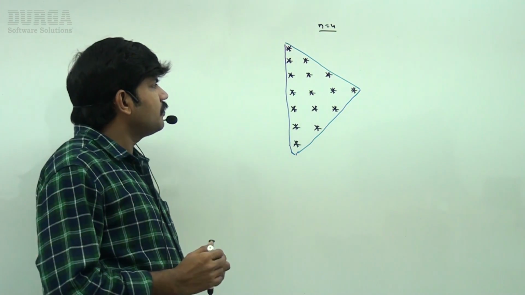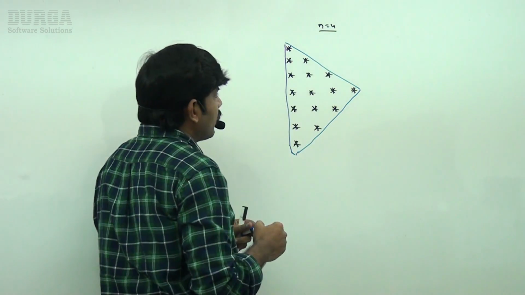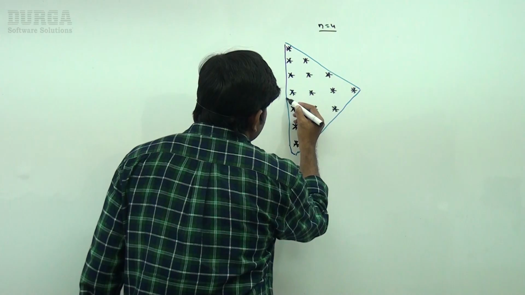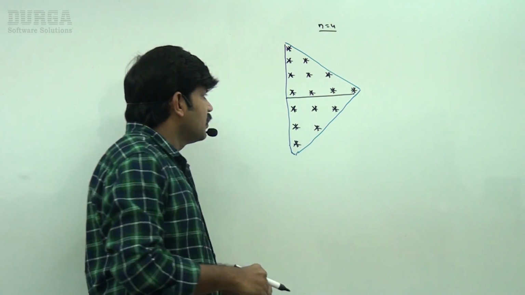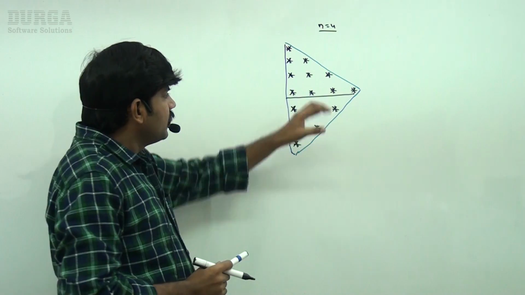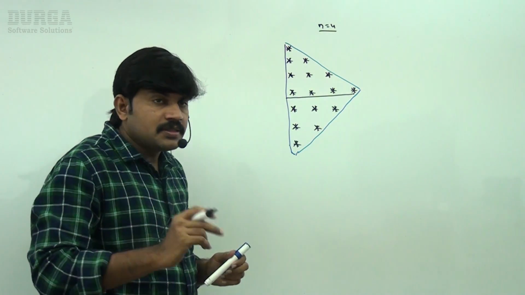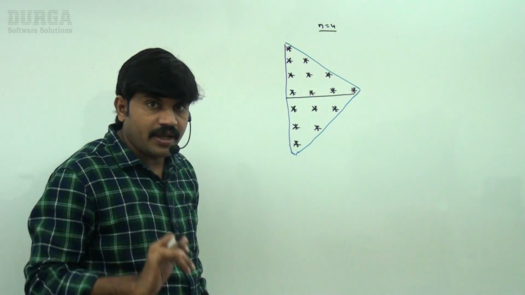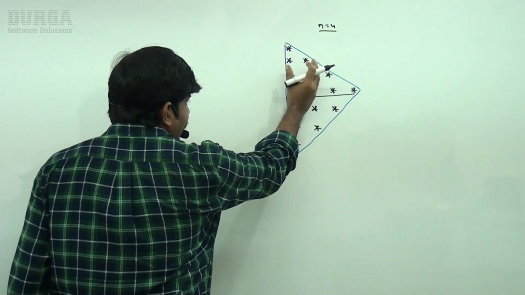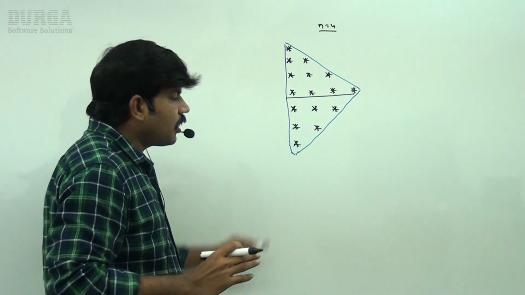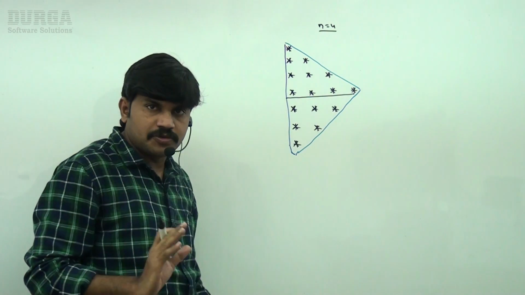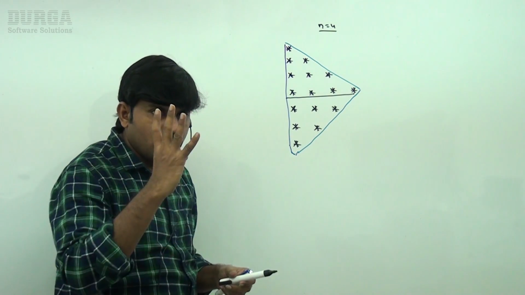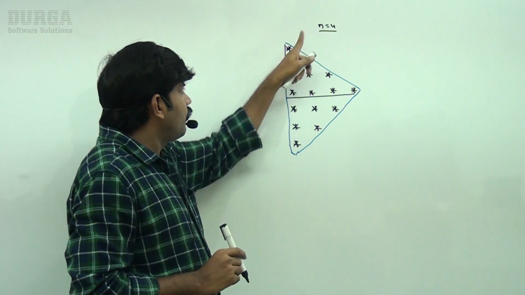Very simple. Observe, n is equal to 4. Let me divide it into two parts: this is the top part, and this is the bottom part. The top part is something like a right angle triangle. Let me generate the top part first, and later we will think about the bottom. In the top portion, how many rows are available? 4 rows are available. That's why n is equal to 4 rows, right?